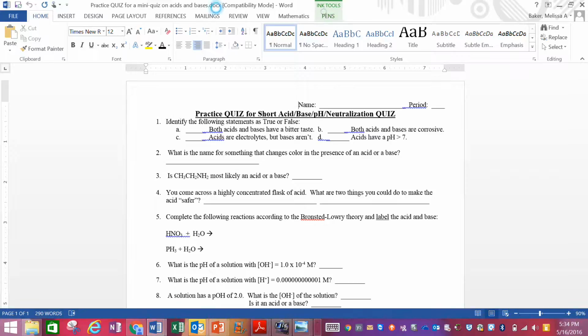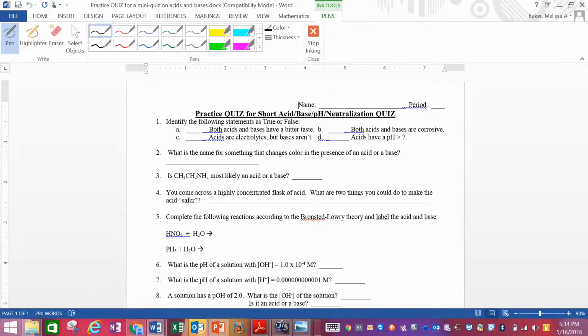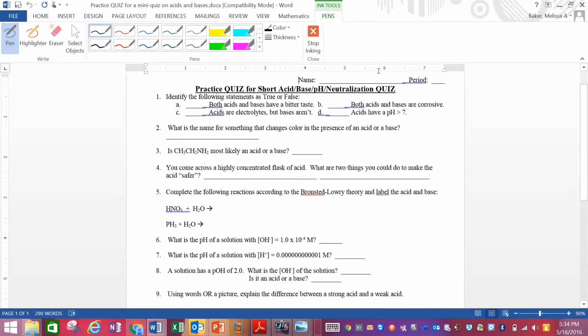All right, let's do a little review to get you ready for the short acid-base pH neutralization quiz. First one is just knowing some properties of acids and bases. True or false? Both acids and bases have a bitter taste. That's false. We know that bases have a bitter taste.